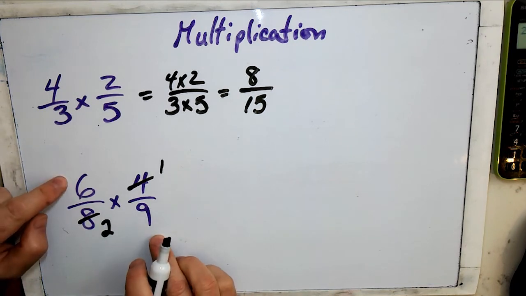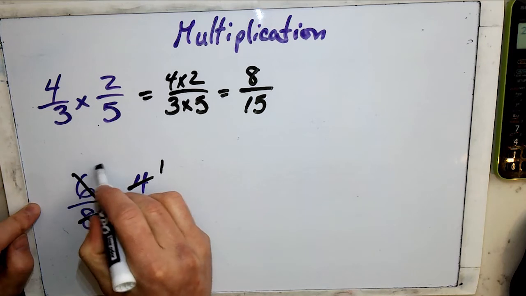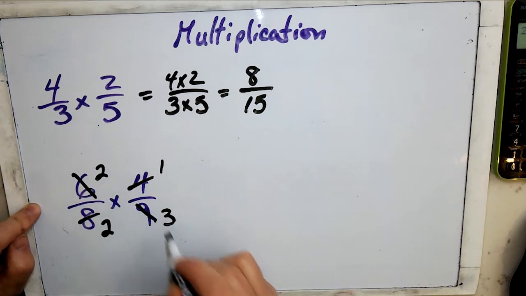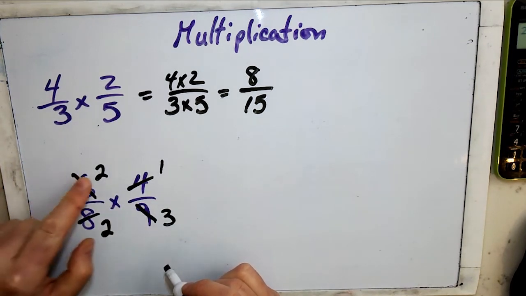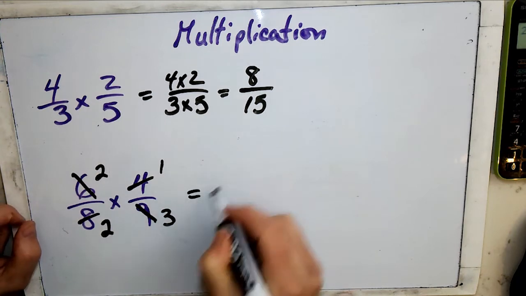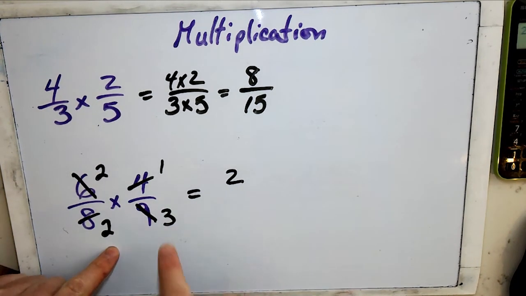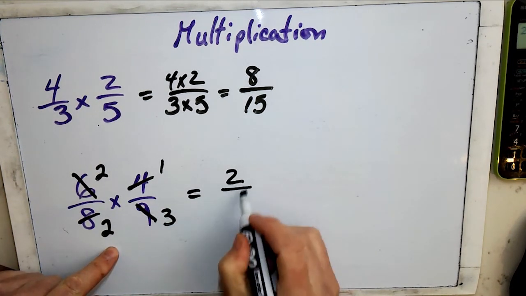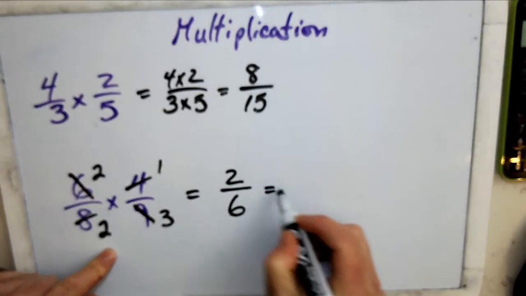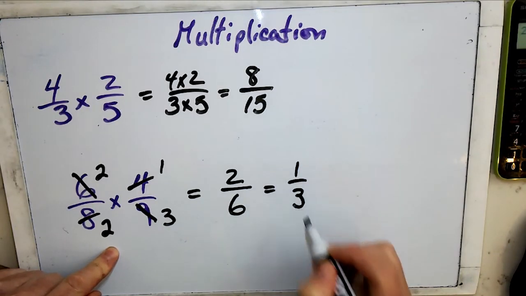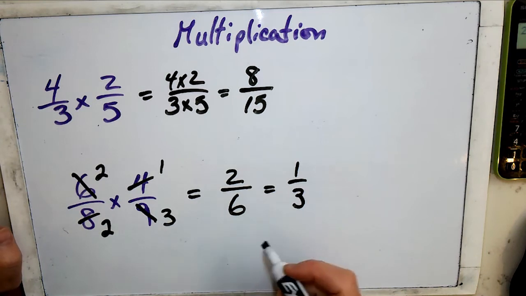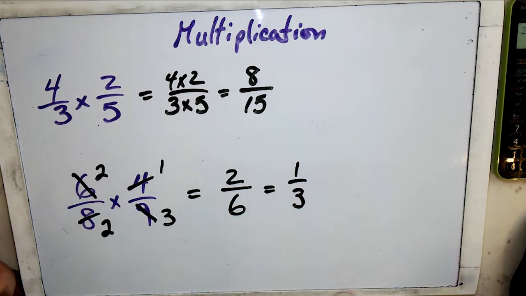I also see 6 and 9 are divisible by 3. So if I divide by 3, I get new numbers. So on top, I'm left with 2 and 1. 2 times 1 is 2. 2 times 3, oh, actually, I can reduce even more. 2 over 6 equals 1 over 3. So always check your final answer. Make sure you can reduce as far as you can.